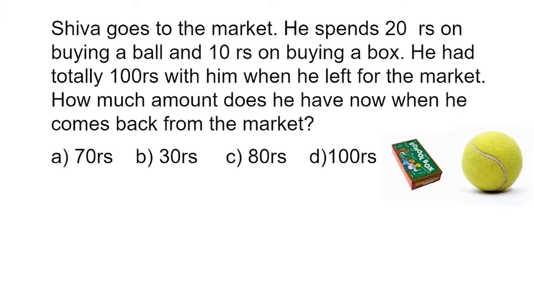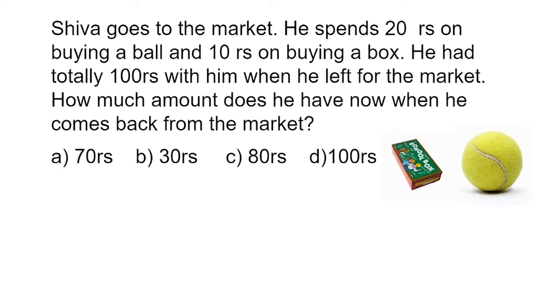See, this is like your mummy is giving you some money, you are going to a shop, you are spending some money on buying stuff, and you have to bring back the balance. Like that, Shiva has also gone. He has spent 20 rupees on buying a ball, 10 rupees on buying a box, and totally he had 100 rupees with him. You have to tell me how much he has remaining. So, how will you find that out?